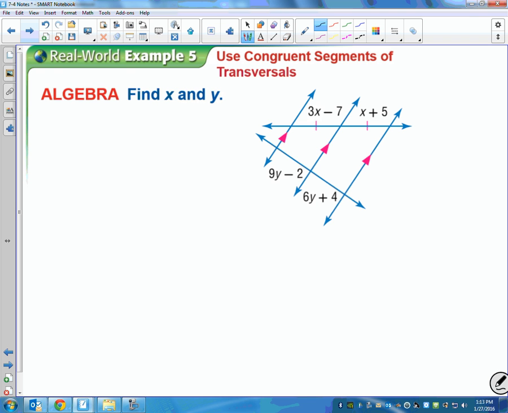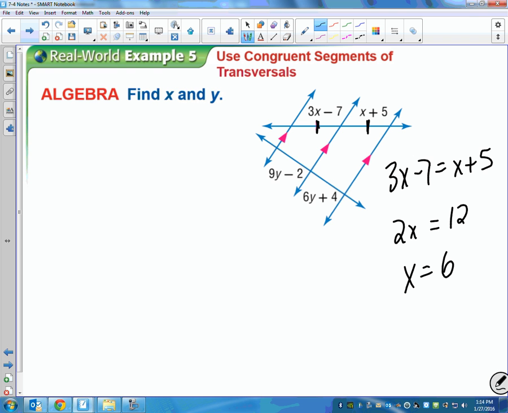Find x and y. Again, without your notes on a test, you have to say, okay, well, normally I would say this over this equals this over this, but they're both x's and y's. So what do I know? If this is marked and this is marked, could I set up an equation to solve for x? So it just means those are equal to each other, right? So I could just say 3x minus 7 equals x plus 5. Subtract x over, we get 2x. Add 7 over, we get 12. So x equals 6.